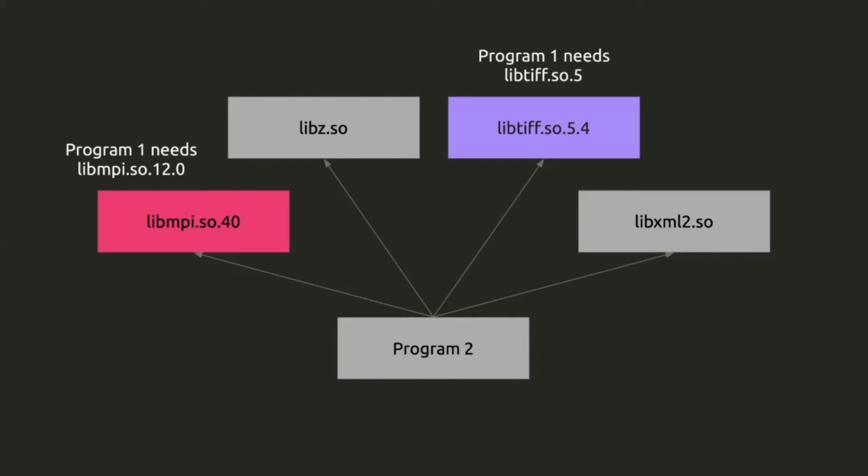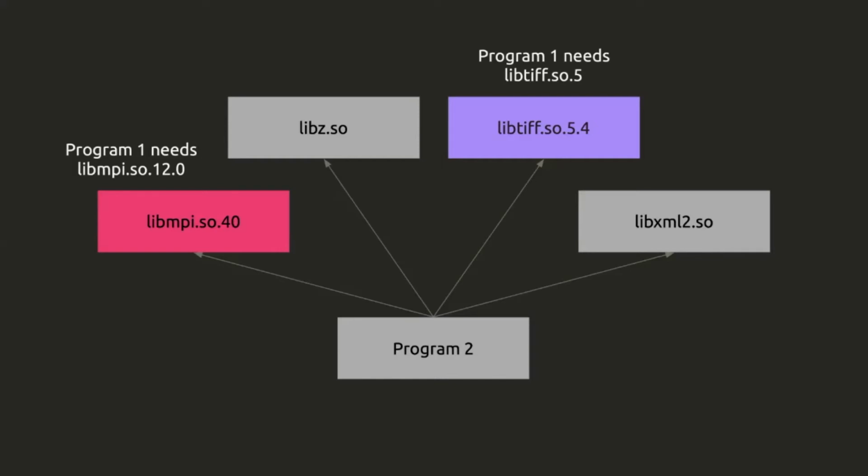It looks like, though, that program 2 requires libmpi.so.40, so version 40 of libmpi. That's probably not compatible with program 1, because program 1 required version 12.0. So you can see here that if we want different research groups with different software that often requires different shared libraries, environment modules might be helpful.